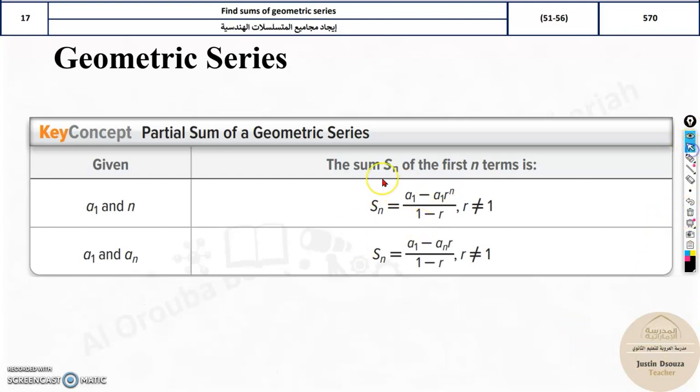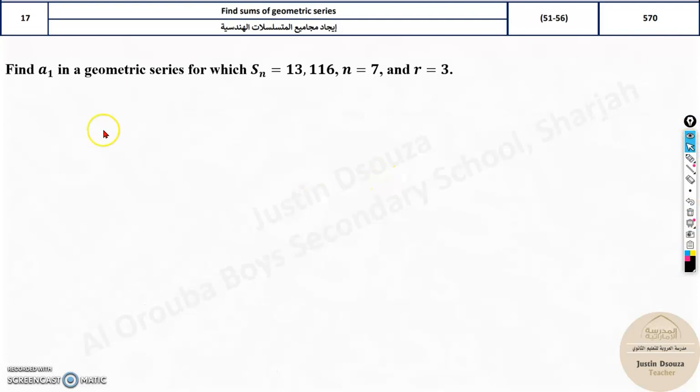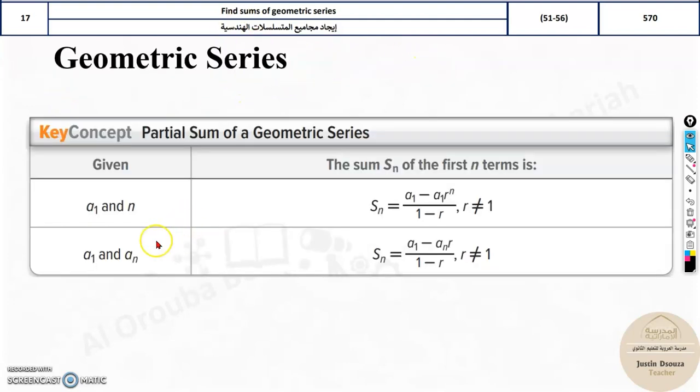Now let us look into the problem. They are very, very simple and straightforward. You're supposed to find the first term, that is a1, in the geometric series, for which they have given the summation Sn, n and r. Look over here.